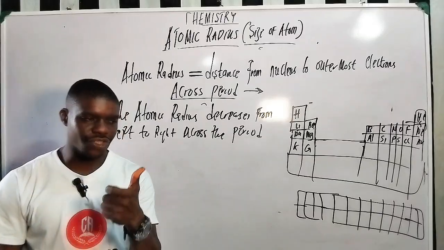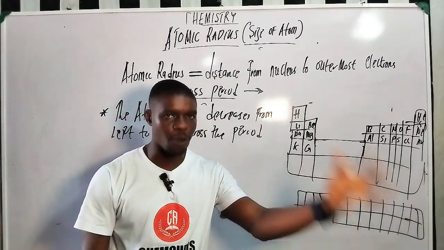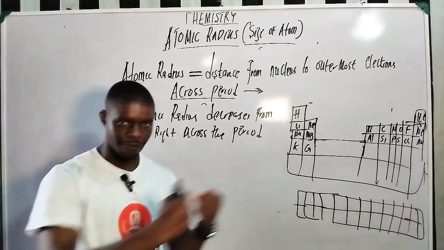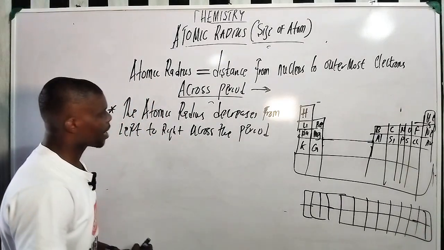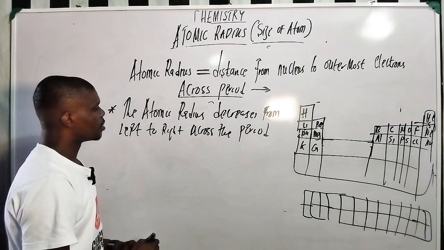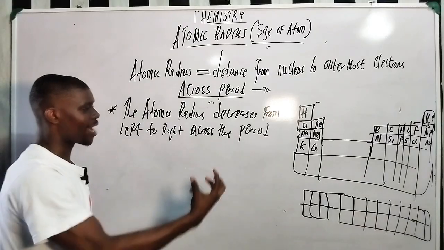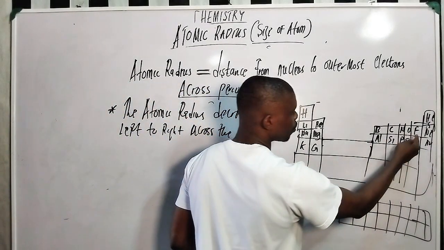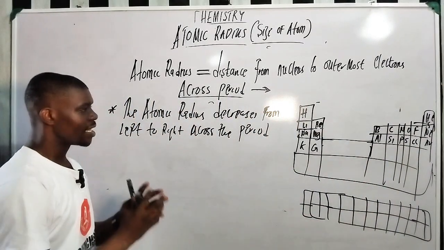One of the reasons is because the proton number increases. The more the proton number, the higher the nuclear charge, and the higher the nuclear charge, the more the attractive force. That is why you need to understand this very well. So here we can see that the atomic radius decreases from left to right across the period. As we move from lithium to fluorine, it decreases.